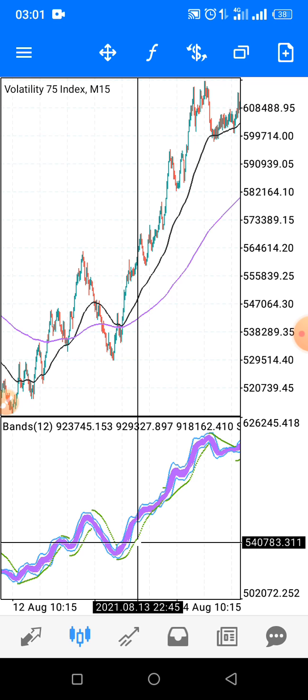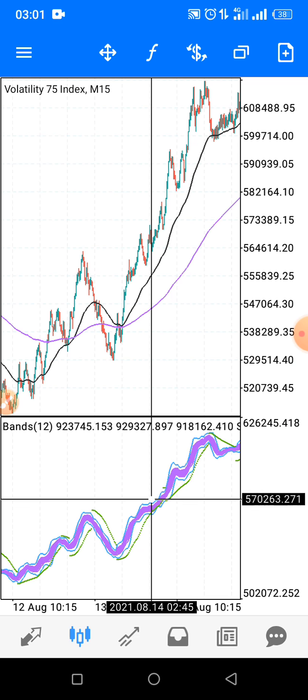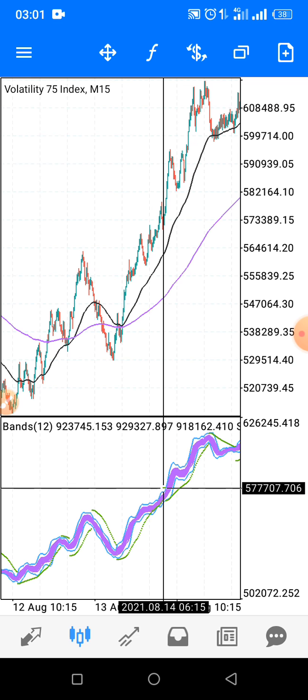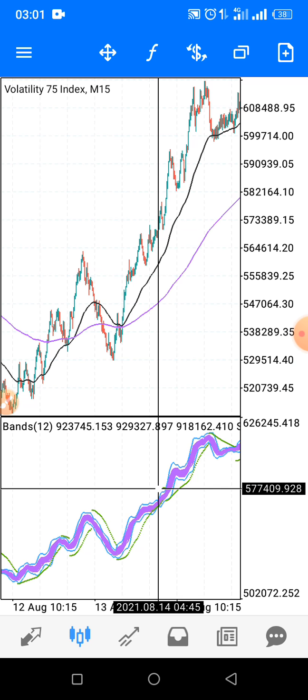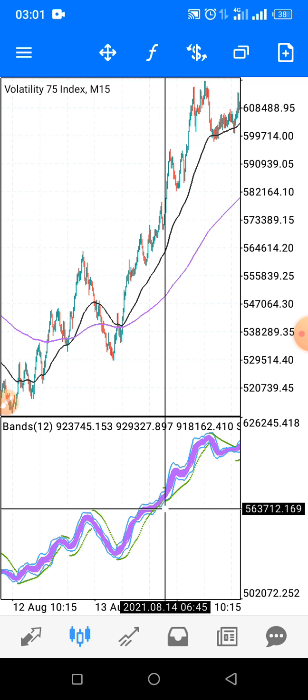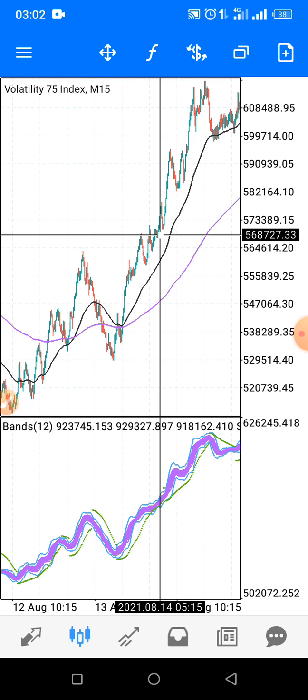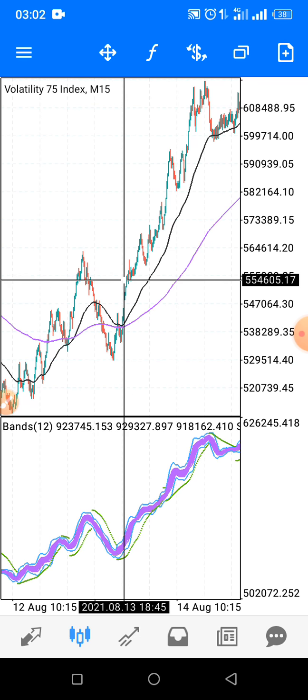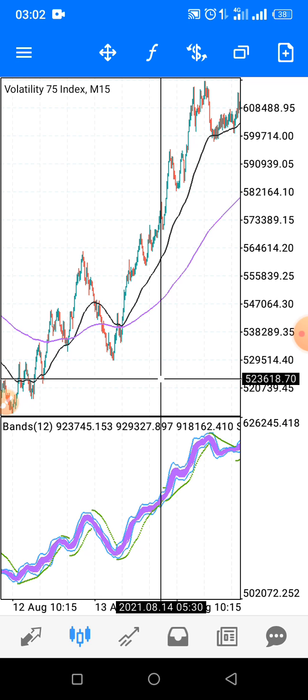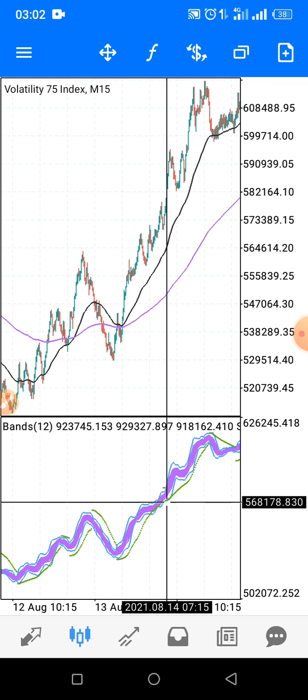Then we hold the trade until we see some parabolic dots over here. When they start to appear above the Bollinger Bands, we exit. Then as soon as they come back below, as long as the 50-200 cross is still in line with our trade, with our direction, we take the buy here.